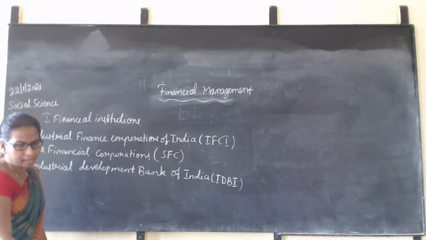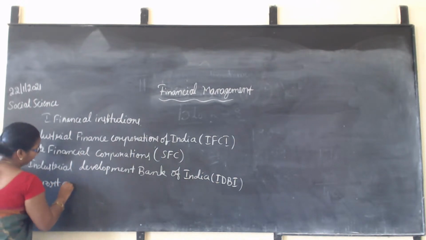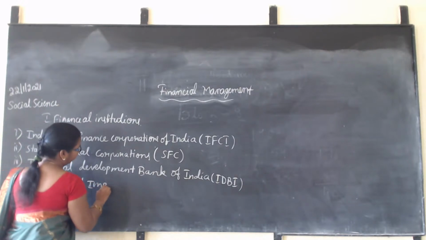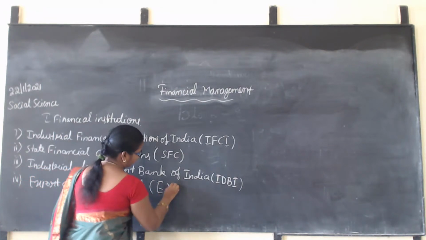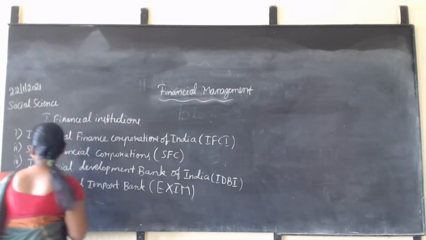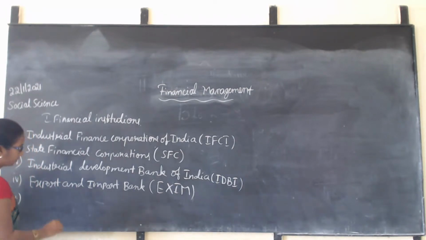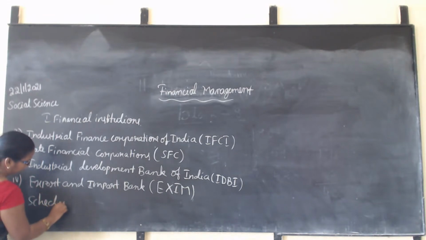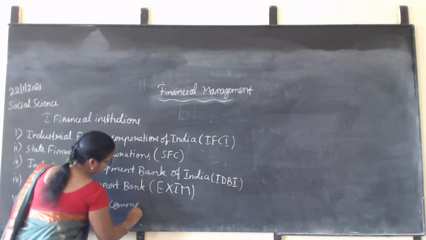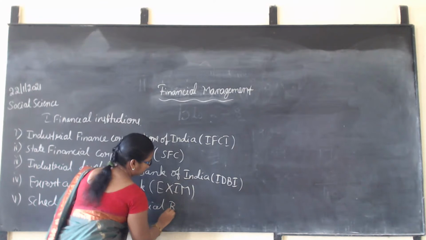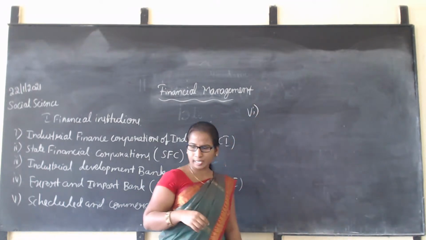Next one is the Exim Bank, that is the Export and Import Bank. Next one is Cooperative, Scheduled and Commercial Banks. The last one is Cooperative Societies.